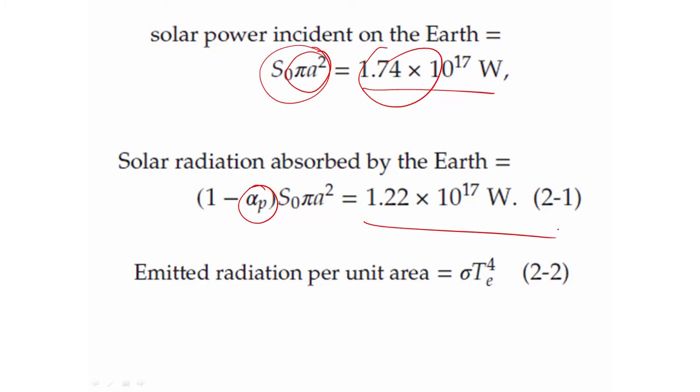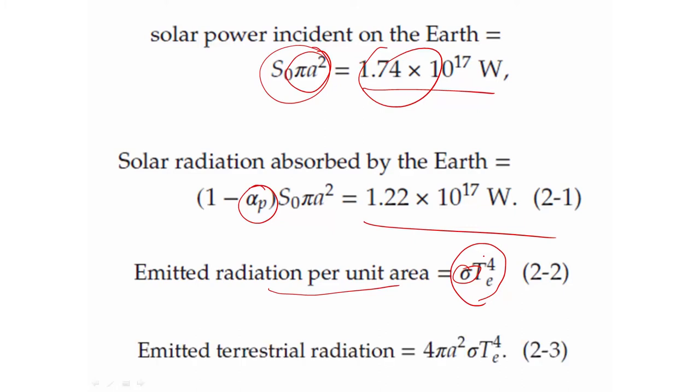Anything that is coming in and heating is going to be re-emitted as thermal radiation, which is given by the Stefan-Boltzmann law, which is just the Stefan-Boltzmann constant times the emission temperature to the power of 4. Very simple formula, sigma T_E to the 4. So that is the radiation per unit area. Each unit area that's getting heated is emitting that much radiation. The entire surface of the Earth is emitting, so we have to multiply that by the surface area of the sphere. So that is 4 pi a squared, where a is the radius of the Earth, times the emission per unit area.